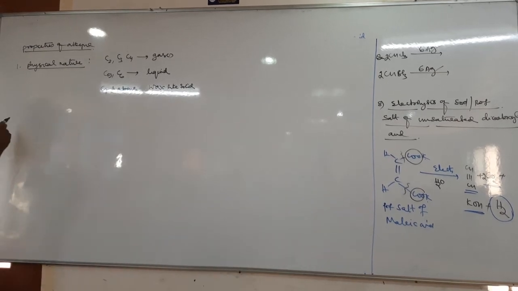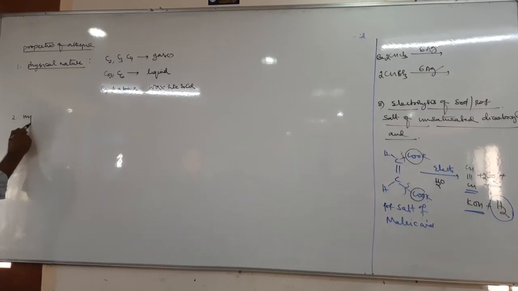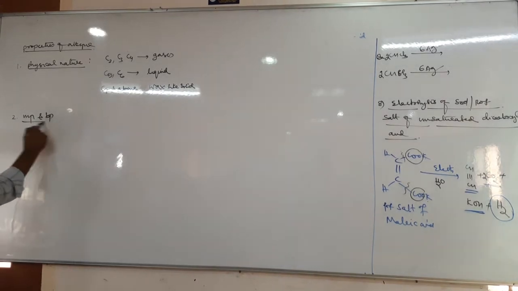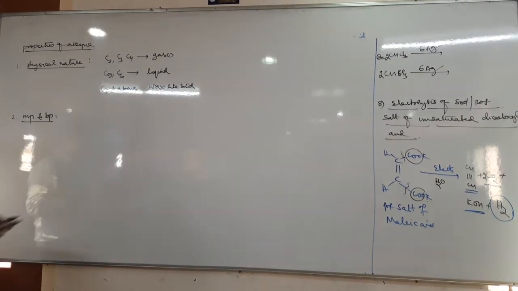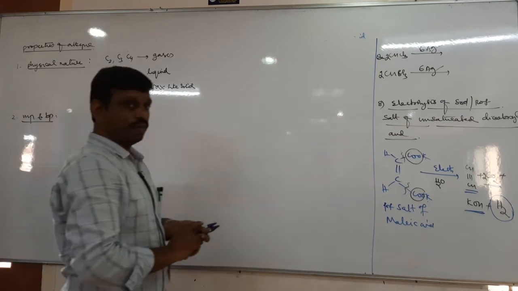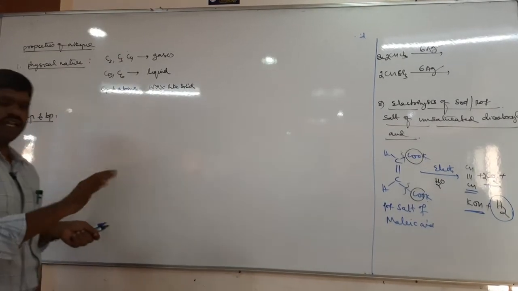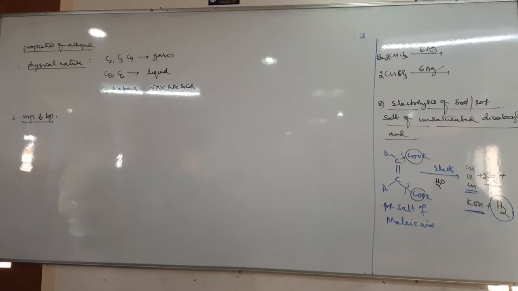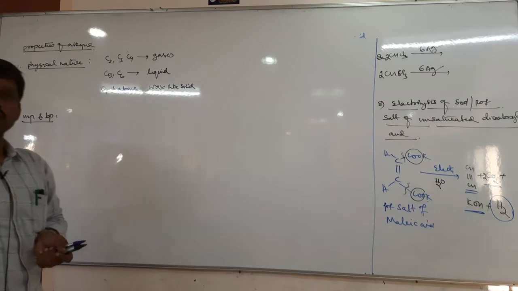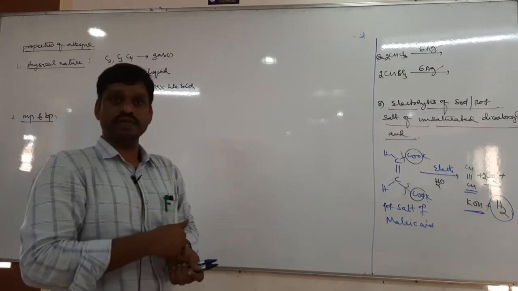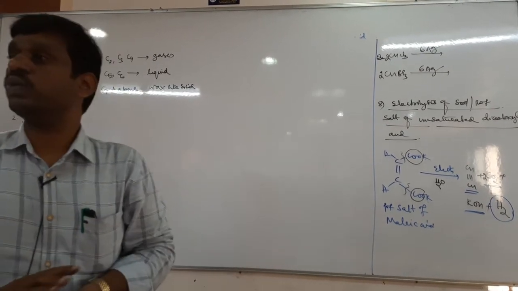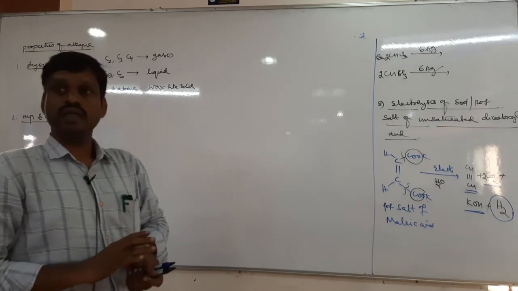Next is melting point, boiling point. Melting point, boiling point is not that important here. It is particularly important for alkane. Melting point, boiling point of alkane is very, very important. Even for alkene it is not that important. Here, when you compare the melting point, boiling point, the melting point, boiling point of alkyne is more compared to alkene. Of course, alkene is more compared to alkane.